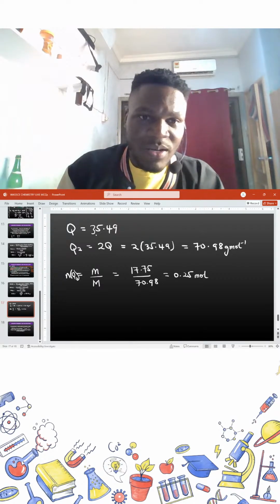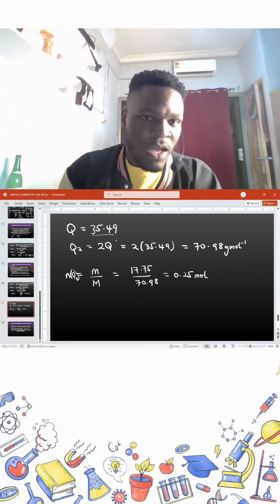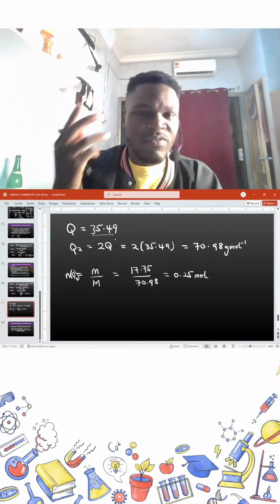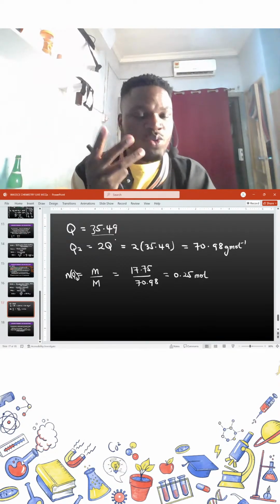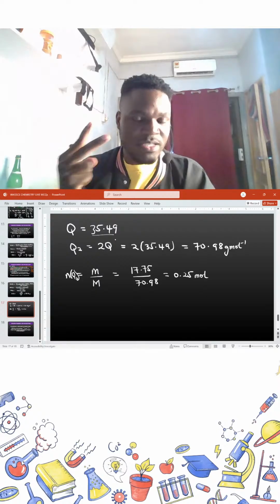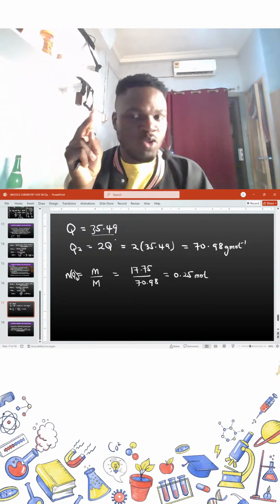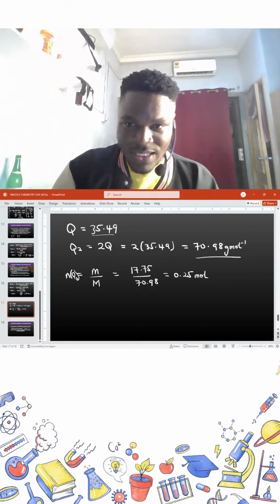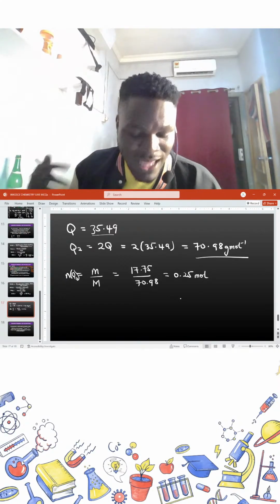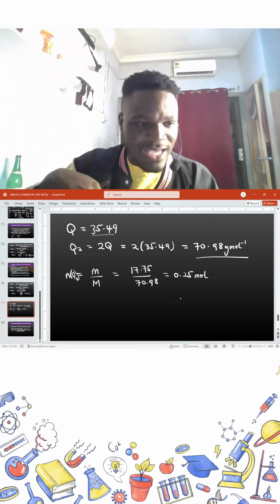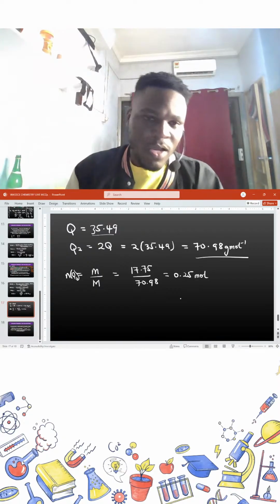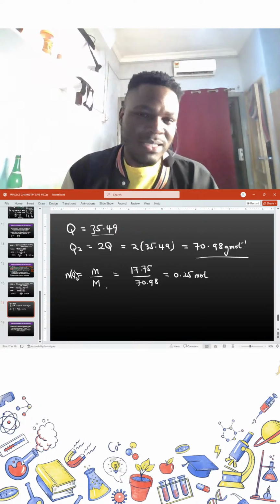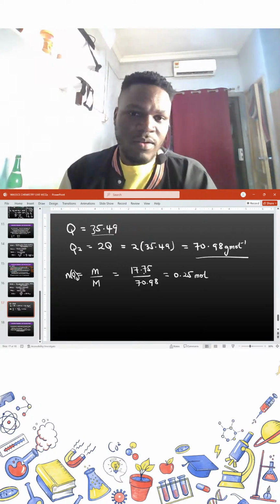Remember we calculated the relative atomic mass for Q, and we say if the relative atomic mass is 35.49, then in Q2 it means we have 2 Q present. So we multiply the 35.49 by 2 to give us the molar mass, which is 70.98 gram per mole, as we can see over here. Now, to calculate the amount of element present, we need to first find the amount of substance present, which is the mole. The formula is mass over molar mass, which is 17.75 divided by 70.98, and that will be equal to 0.25 mole.